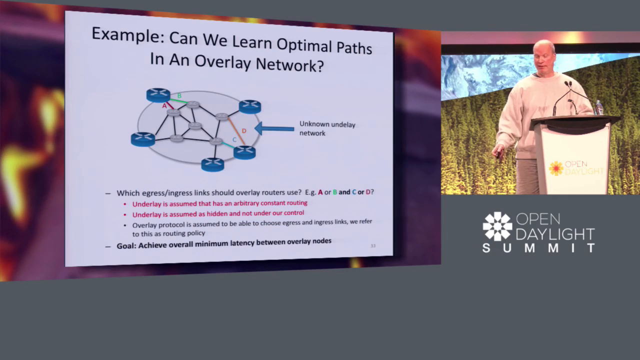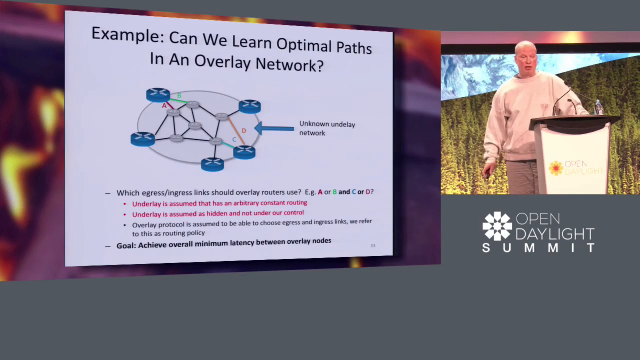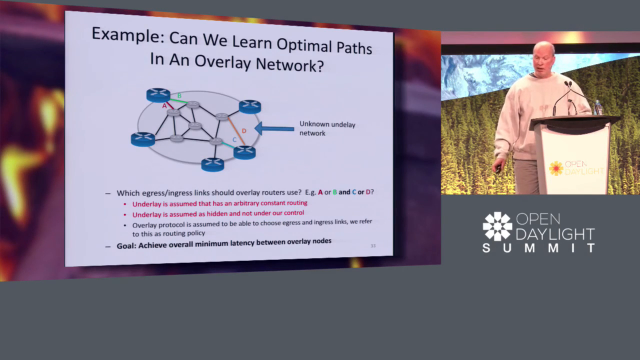So here's a good example. I've got about 1 minute left, but I want to show you this. I want to learn optimal paths in an overlay network, but I don't own the underlays, so I want to see if I can figure out what the best paths are in terms of minimum delay in a network. Essentially the goal here is, should I go from A to C or A to D, or what should I do? Basically the goal is to achieve minimum delay between the overlay nodes. Common problem.